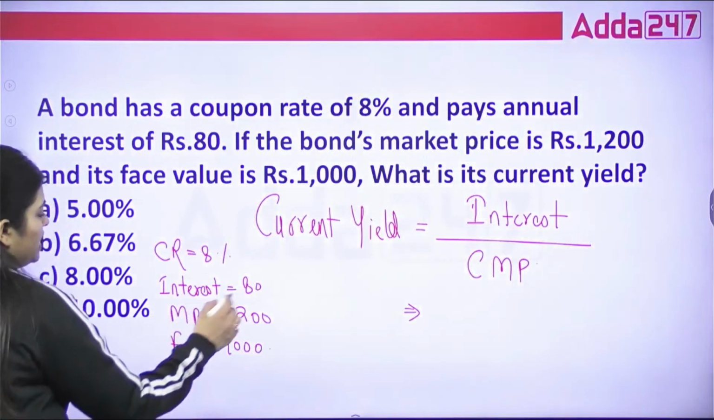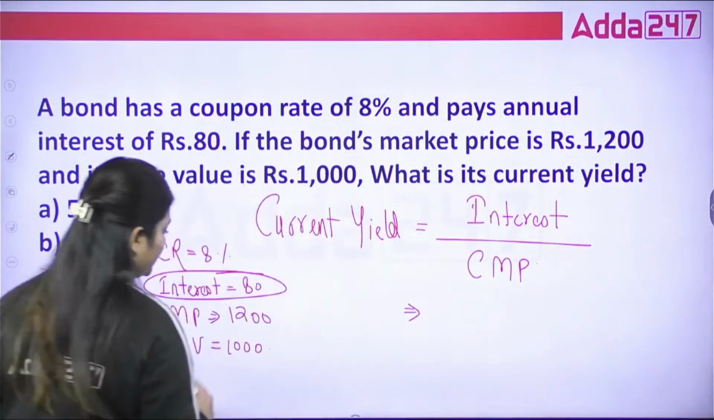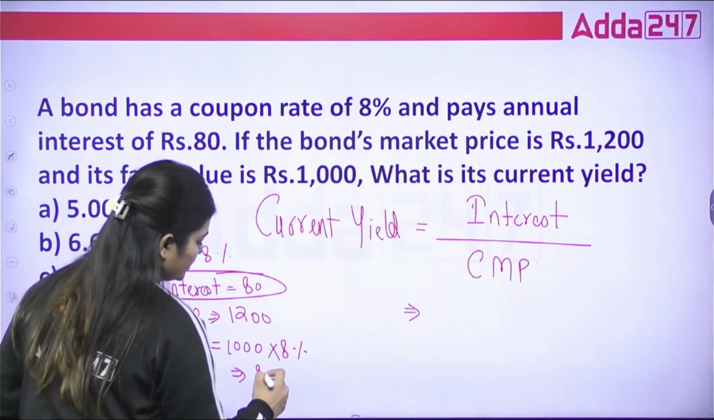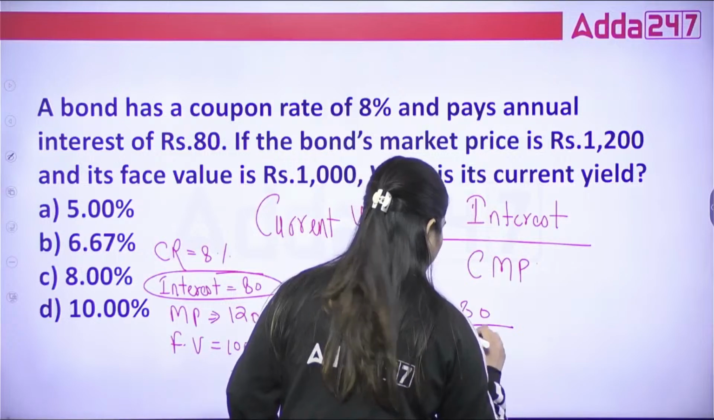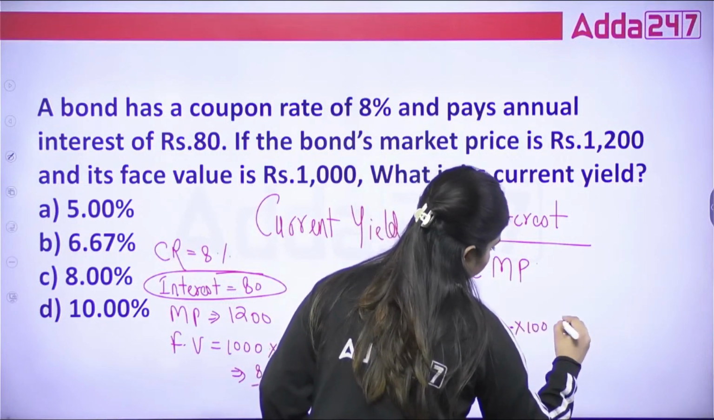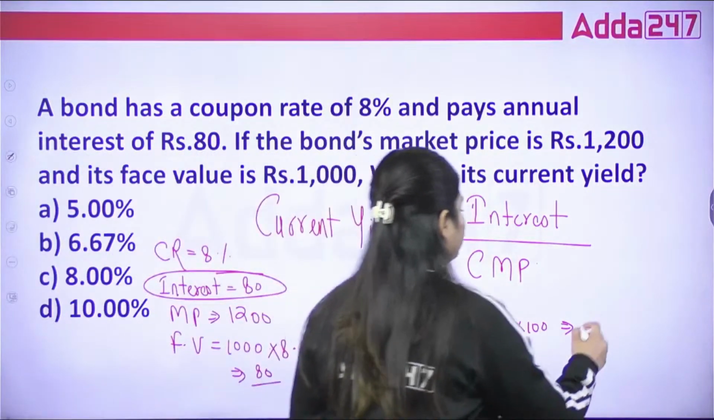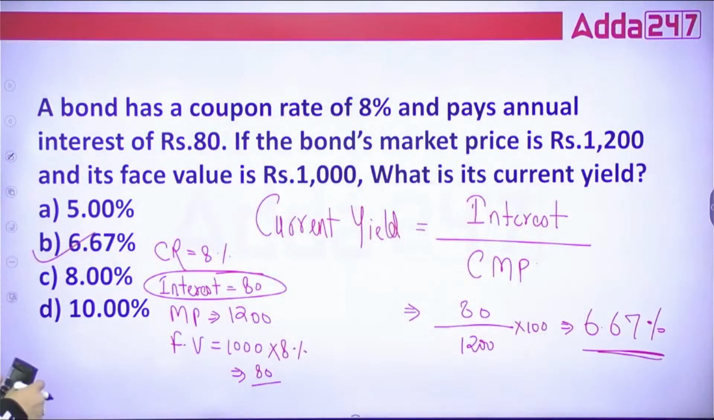Here they have directly given the interest, but if they have not given anything, how do you calculate interest? You need to calculate interest on face value. So this is your 80 only, correct? So 80 divided by the current market price of 1200, into 100. What is your answer? The correct answer is 6.67%. So as per this, your correct answer is option B.